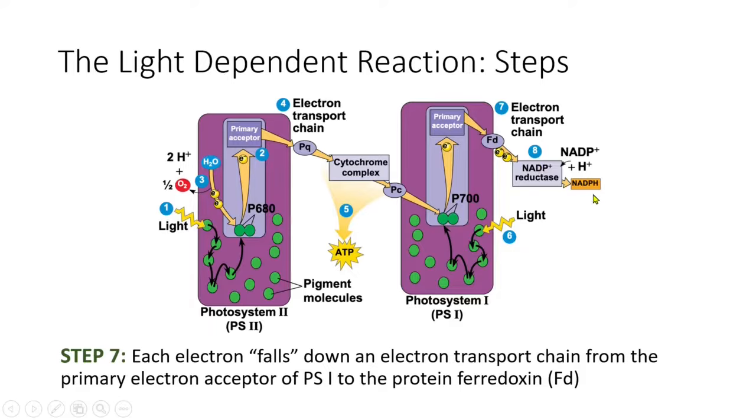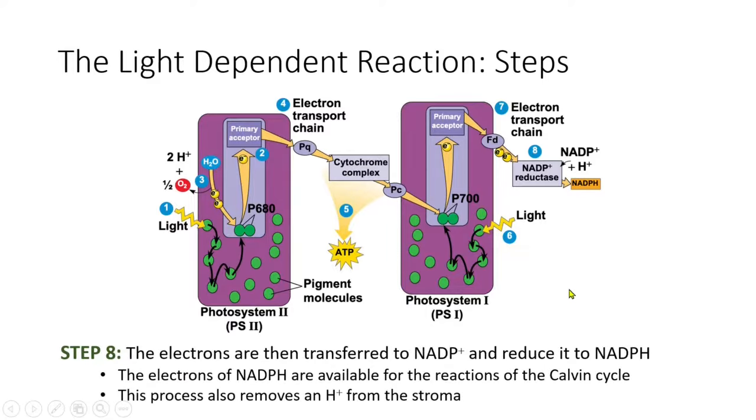So now we see where NADPH is produced. It is produced in the second electron transport chain, called ferredoxin. ATP is produced in the first electron transport chain, and oxygen is produced via P680 oxidation in photosystem 2. So those are the very important parts of what we call the light dependent reaction. Okay, so step number 8 is NADPH, and this is where it is produced.